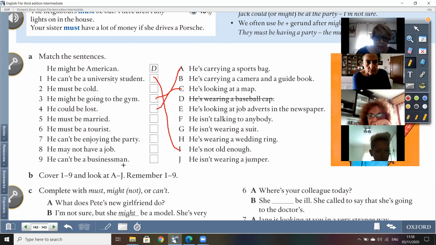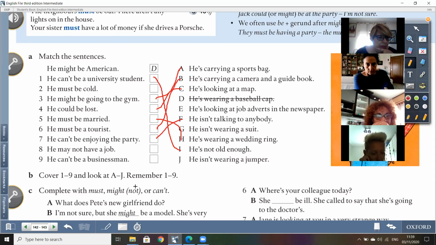He must be married. L'ho visto. He's wearing a wedding ring. That's it. Però, he must be a tourist. Si potrebbe legare... Ah no, he's carrying a camera and guidebook. The camera, you got a camera that is... Yeah, B. Yeah, okay, B. He can't be enjoying the party. He isn't talking to anybody. That's it.